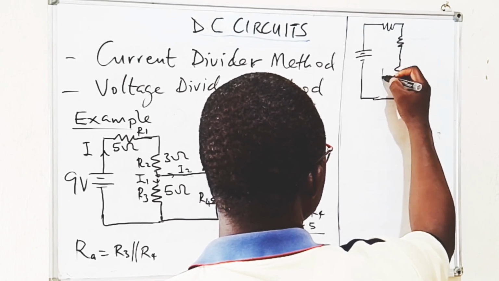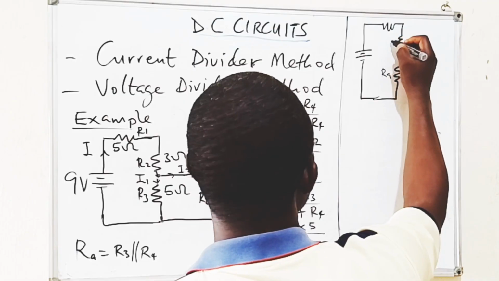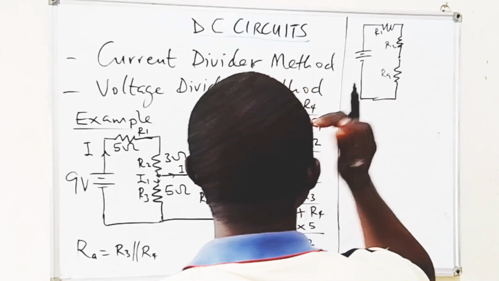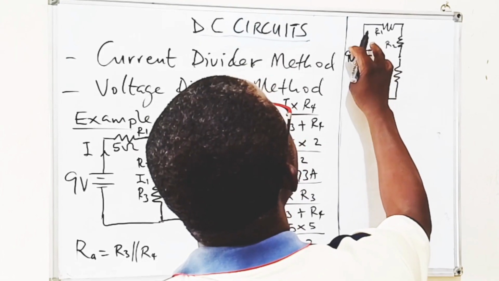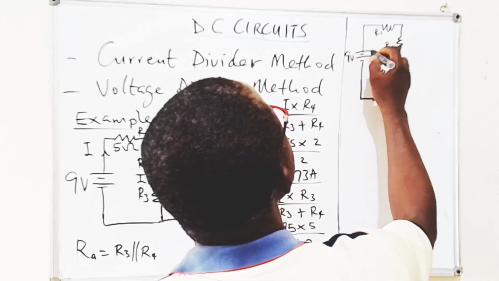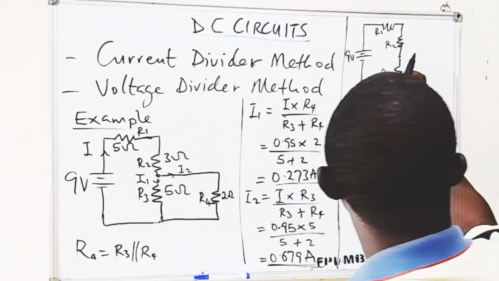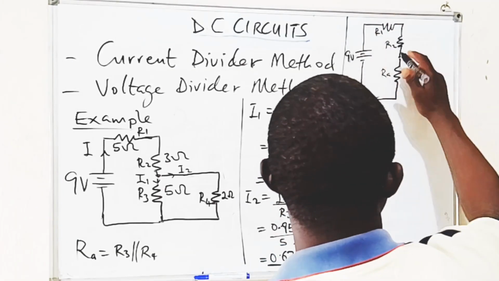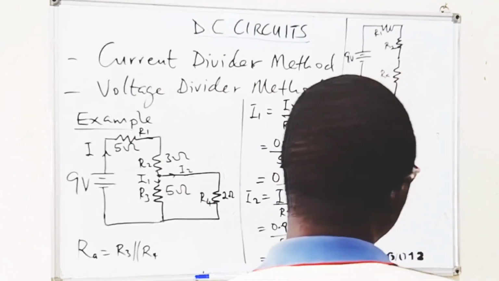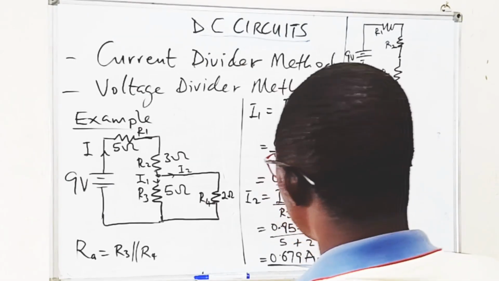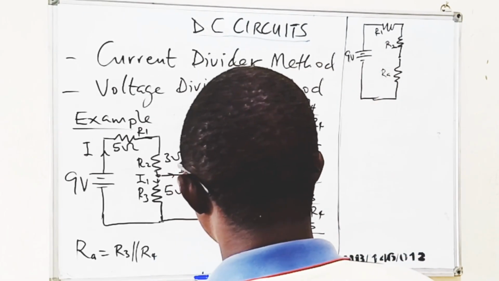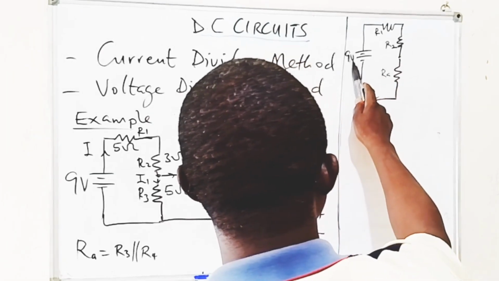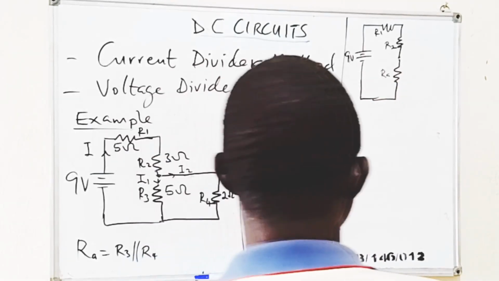Earlier, we called this resistance RA, while this is R2, and this is R1. And this is a 9-volt supply. This 9-volt supply is now supplying voltage to these three resistances. So to determine the voltage drop across them, we need to know the current that moves through them. We determine the total current passing through R1 and R2 as the total current from the source. That is 0.95 ampere.